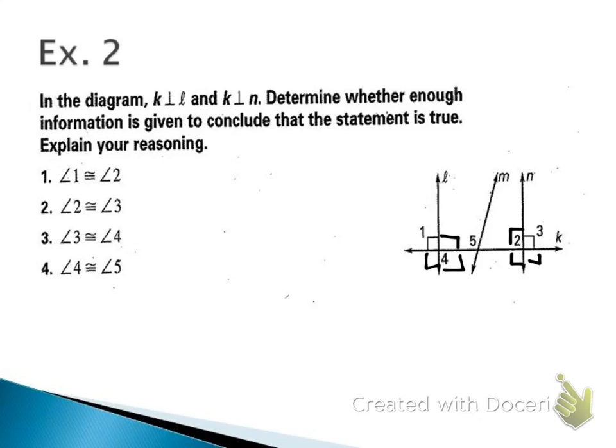All right, angle 1 and angle 2, are those congruent or not enough information? 1 is here, it's a right angle. 2 is here, it's a right angle. Are they congruent? Yes.